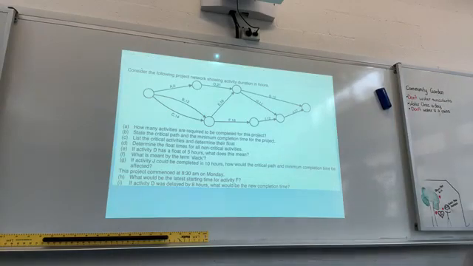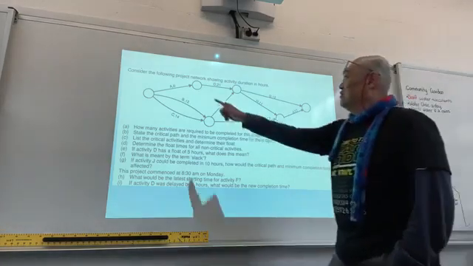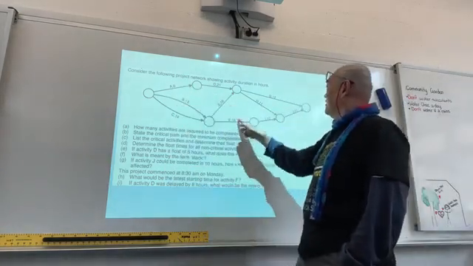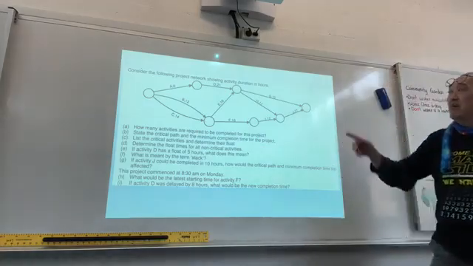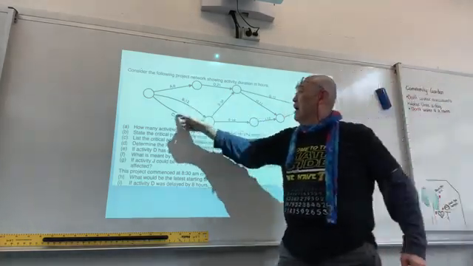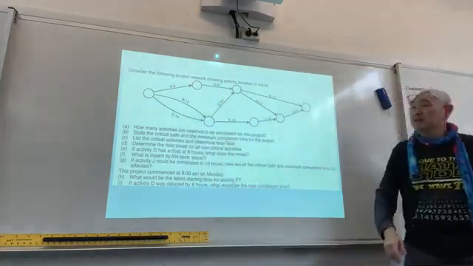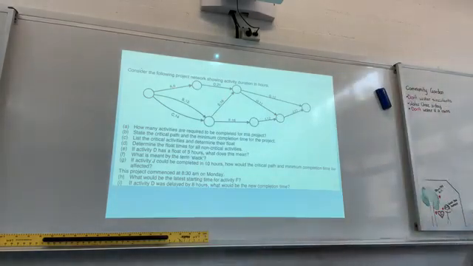I want you to have a quick look at this project. So you can, for example, straight away answer: how many activities are required to be completed for this project? So that's 1, 2, 3, 4, 5, 6, 7, 8, 9, 10. 10 of them. Each arc is one activity. So straight away you know what that is.